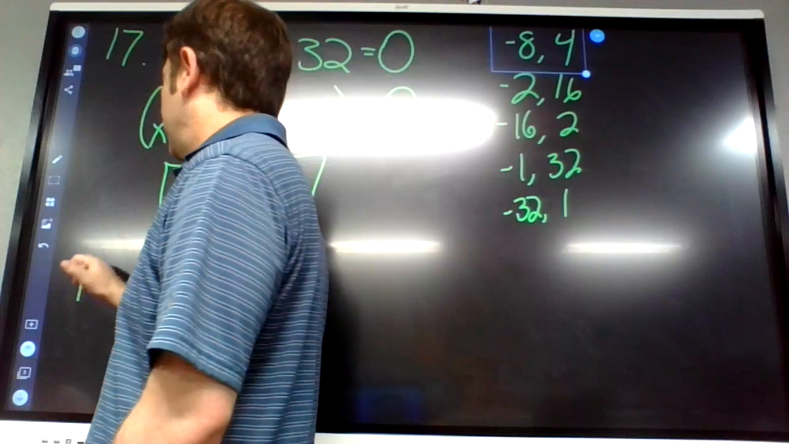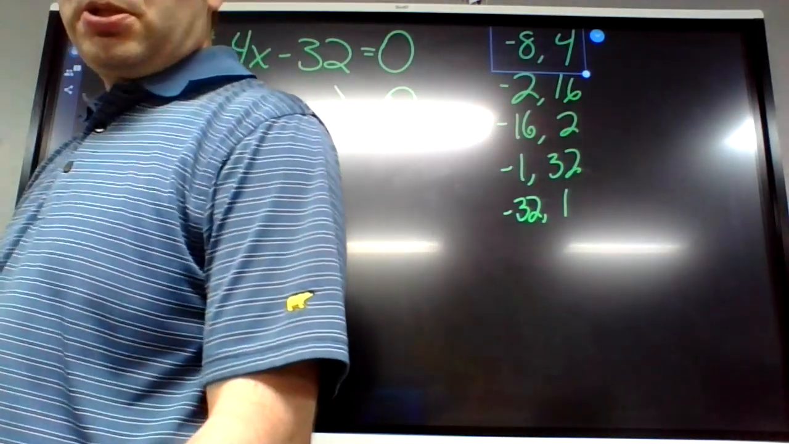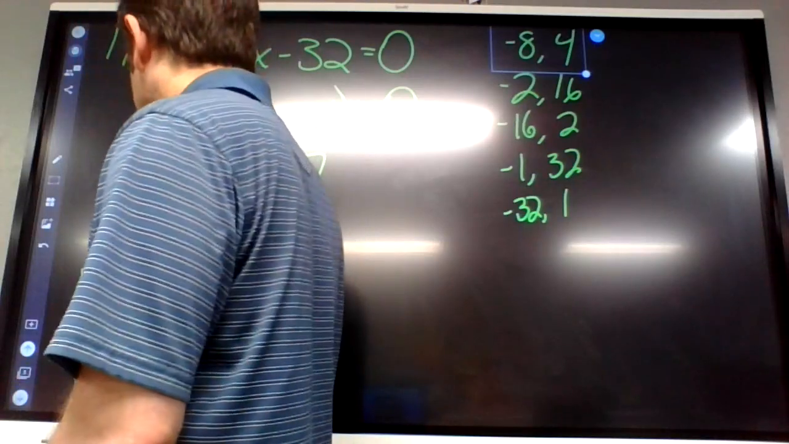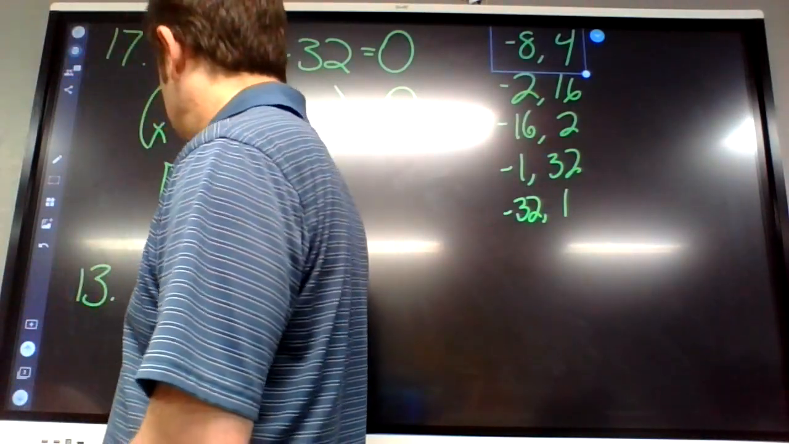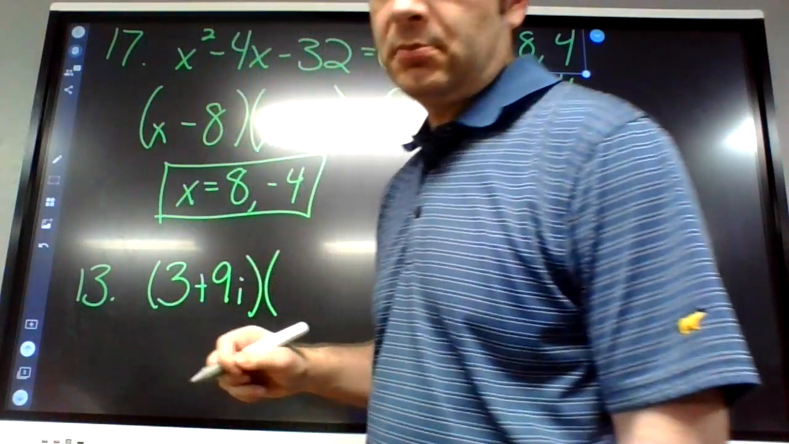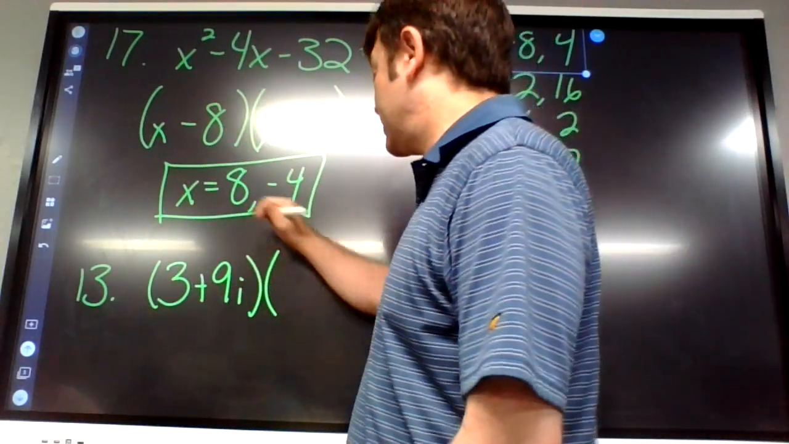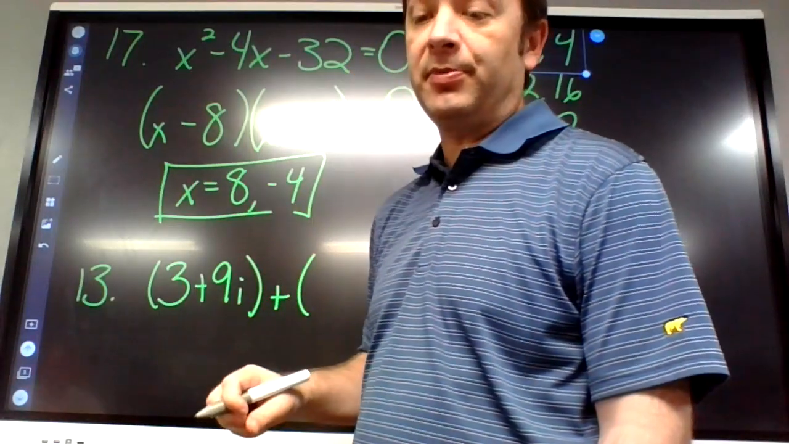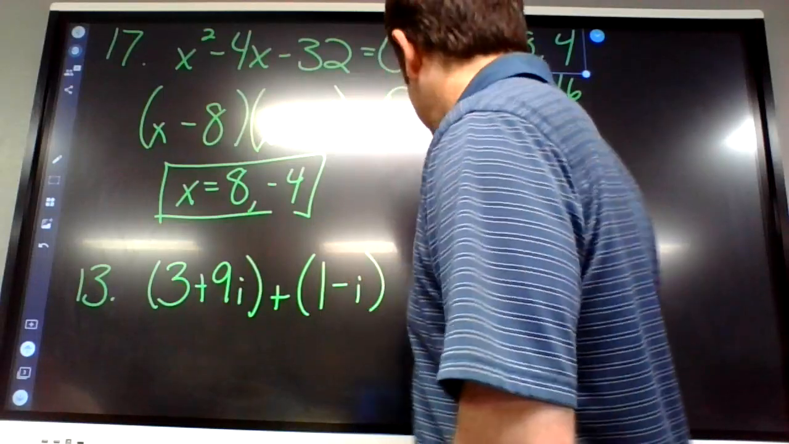Okay, now we're going back to number 13. 3 plus 9i plus 1 minus i. Easton loves imaginary numbers. Okay, for the most part, I'm guessing you guys forgot this. You treat i like a normal variable until what happens?